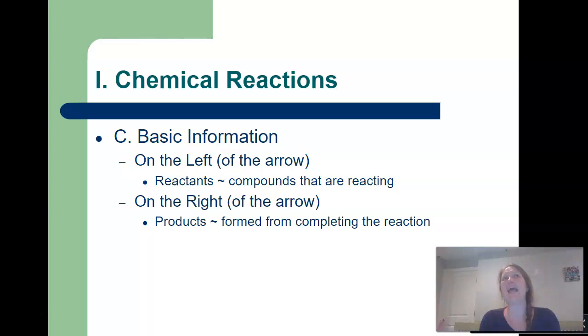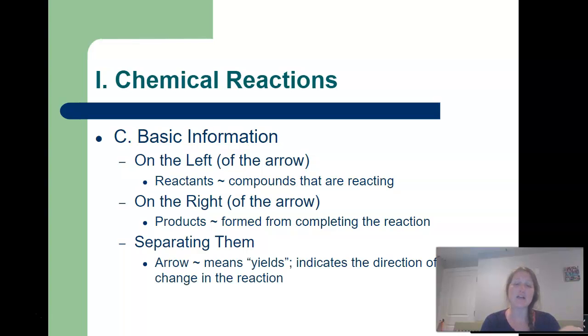It could be the formation of a gas, meaning our reaction could bubble. We could get a precipitate. All of a sudden, a different color falls out of the reaction. And then we have separating them an arrow. Okay, the arrow means a couple things: yields, produces, changes into, but it shows you the direction the reaction takes place, meaning I start with my reactants and I end with my products.